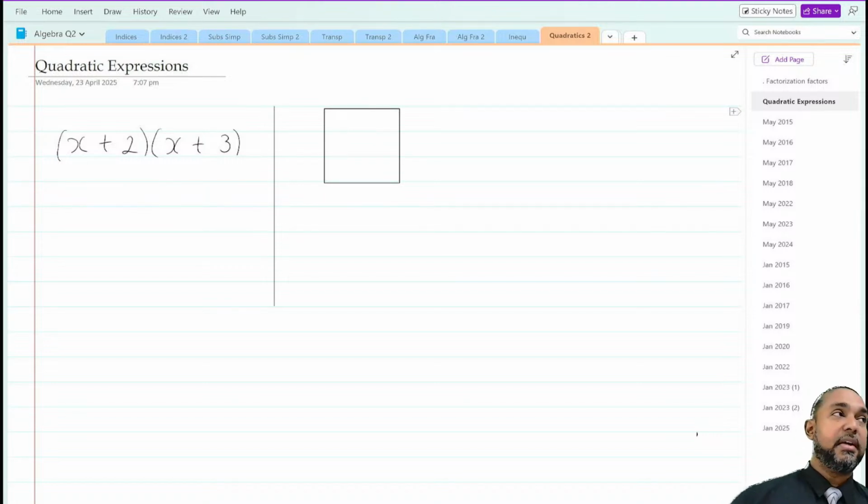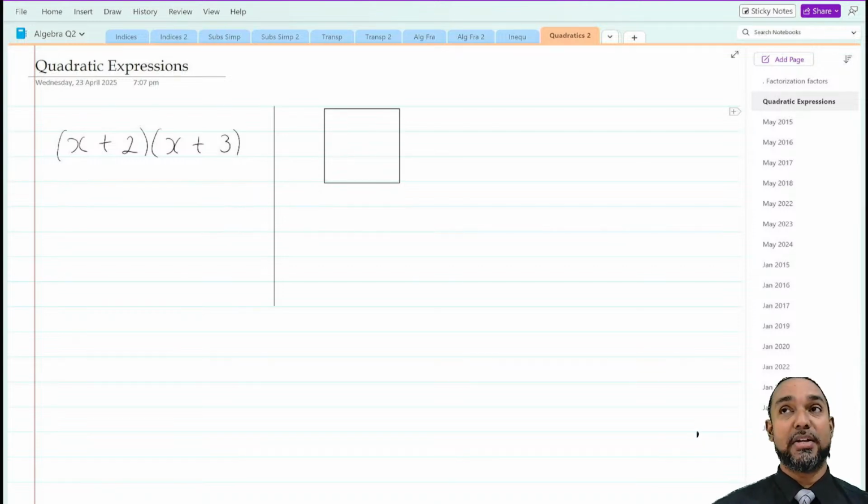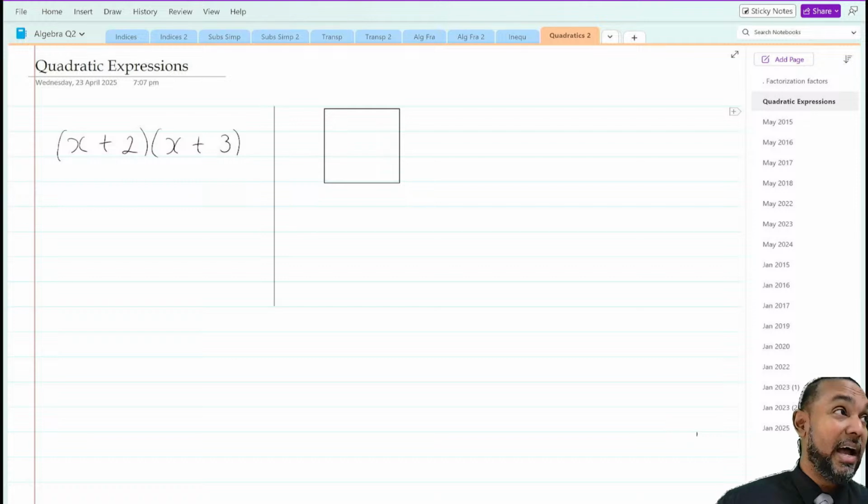A quadratic expression is an expression for the area of a quadrilateral. Do we remember what a quadrilateral is? It's a plane figure with how many sides? 4 sides, a four-sided shape. What are some four-sided shapes? Squares, rectangles, trapezium, parallelogram, rhombus, diamond, kite, etc.